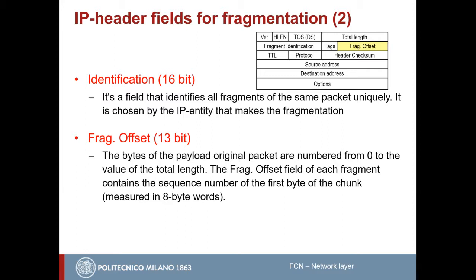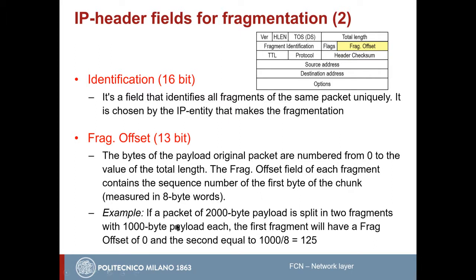This fragment offset field identifies the content of a fragment by assigning to it the number of the first byte which is contained in the fragment, referring to the numbering of bytes in the original IP packet, and dividing this value by 8. We are going to get back to this because it's very difficult to explain, but with an example it is much easier to understand.